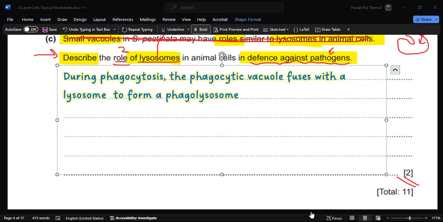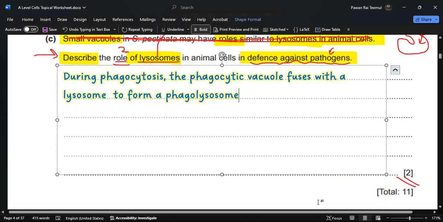To form, fuses. Did I say fuses? Yeah, it fuses with a lysosome to form a phagolysosome. The fused phagosome and lysosome are referred to as a phagolysosome. Okay, and then simply what happens is that the hydrolytic enzymes are released. You may use the word hydrolytic or enzyme. So it fuses with the lysosome to form a phagolysosome. Full stop about there.